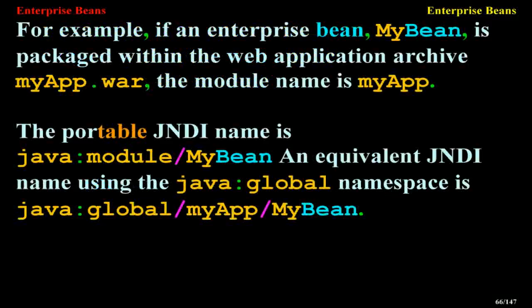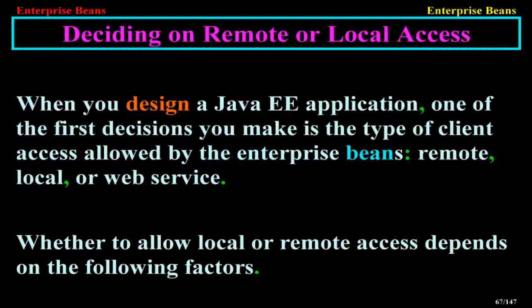For example, if an enterprise bean, MyBean, is packaged within the web application archive myapp, the module name is myapp. The portable JNDI name is java:module/MyBean, and the equivalent JNDI name using the java:global namespace is java:global/myapp/MyBean. Deciding on remote or local access.